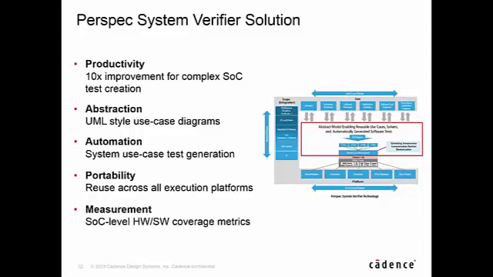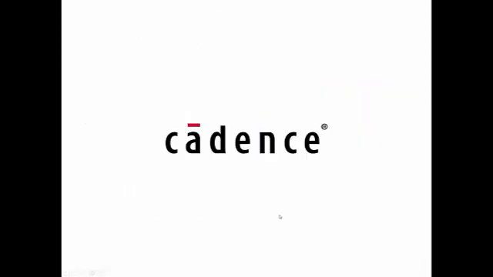The abstraction gives you an ability to really understand the tests and debug them and get to root cause of issues much faster. Automation obviously gives you more productivity and the ability to generate the tests. And then the portability across platforms and the ability to measure the SoC level coverage metrics for those tests. And with that, I'll close off. Thank you.